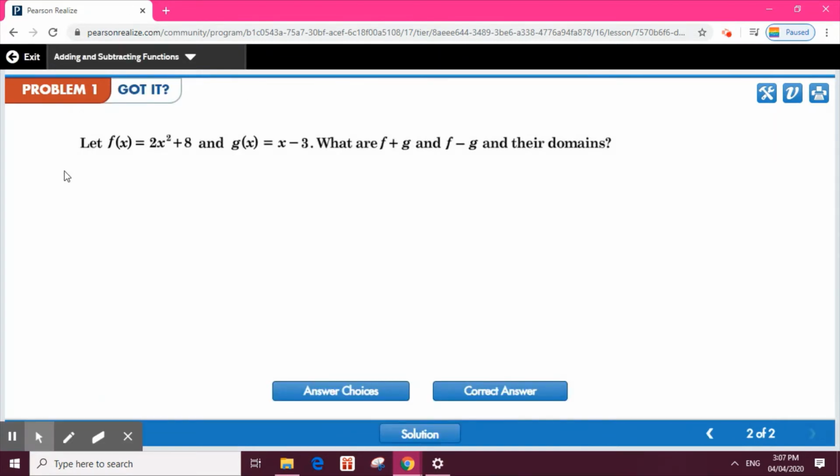Got it. 1. Let f of x equal 2x squared plus 8, and g of x equal x minus 3. What are f plus g and f minus g, and their domains? I'll give you 10 seconds to answer this question. Timer starts now.